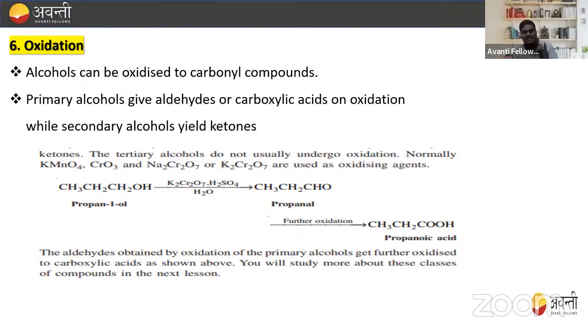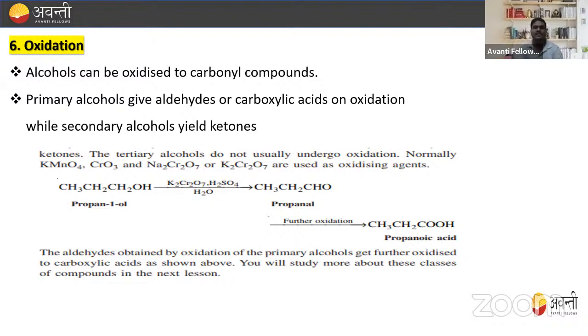Primary alcohol gives aldehyde or carboxylic acid on oxidation, while secondary alcohol gives ketone. Remember this. Tertiary alcohol does not usually undergo oxidation because it does not have any hydrogen, and without removal of hydrogen oxidation cannot take place. Normally KMnO4, CrO3, and K2Cr2O7 are used as oxidizing agents.